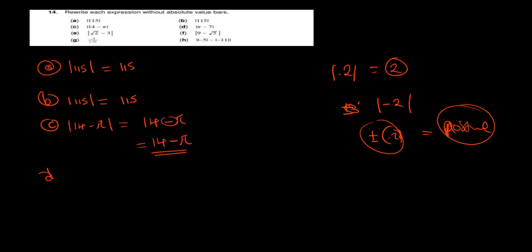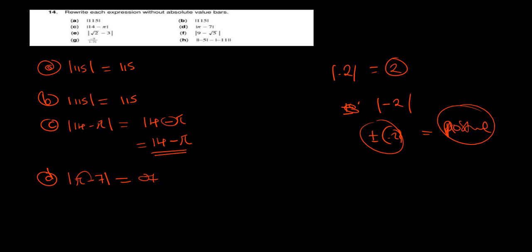Then for D we have absolute of pi minus 7. So now pay attention to this one. Always a number should be in front. Alright, always a number should be what? In front. So what you do is you put this number in front there, then this negative goes there.